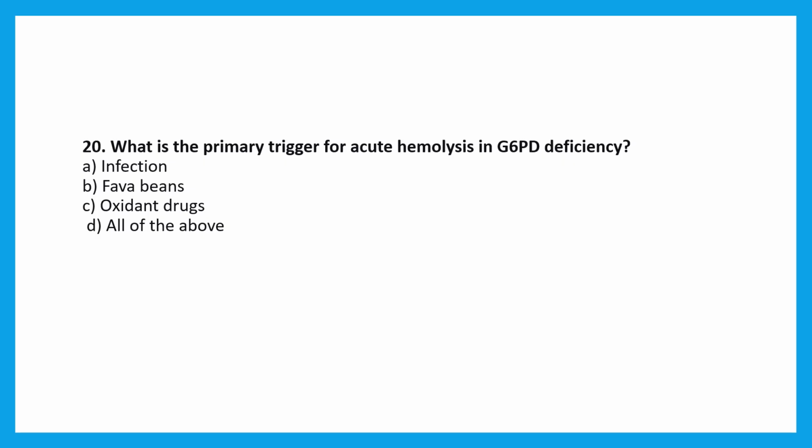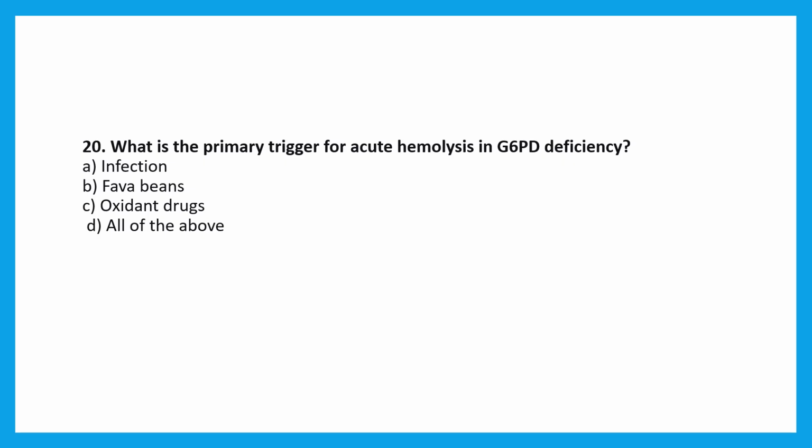What is the primary trigger for acute hemolysis in G6PD deficiency? A, infection, B, fava beans, C, oxidant drugs, and D, all of the above. So which one is it? G6PD itself is just an enzyme that protects red blood cells from oxidative stress. This is what we know.